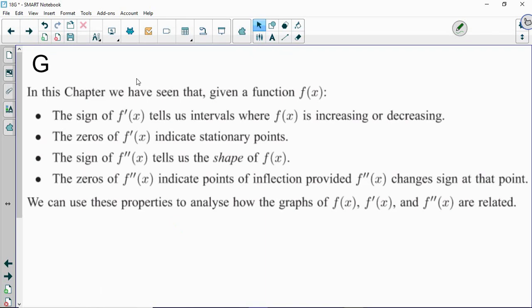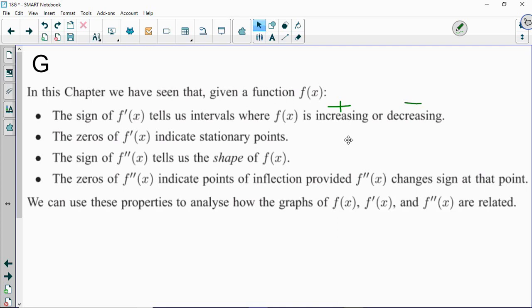When we take the first derivative and we check its sign diagram, that tells us some information about the original function. If the first derivative is positive, that tells us that our function f of x is increasing. If our first derivative is negative, that tells us that our original function is decreasing. If our first derivative is equal to 0, that tells us that we have a stationary point. That means that our original graph has a horizontal tangent line.